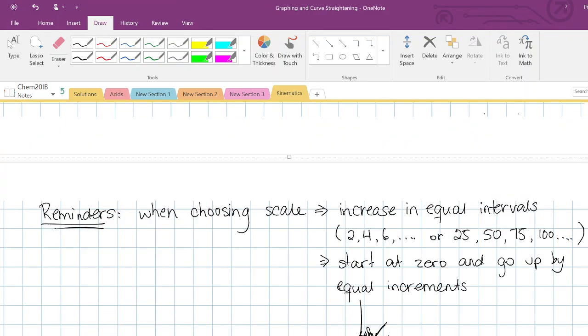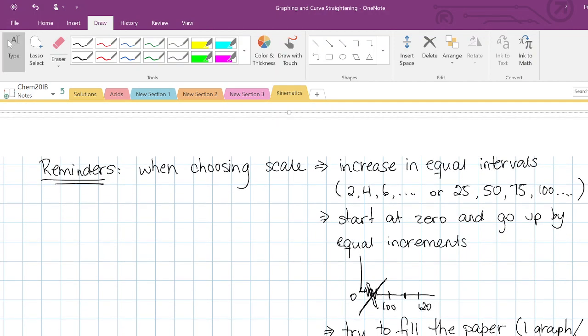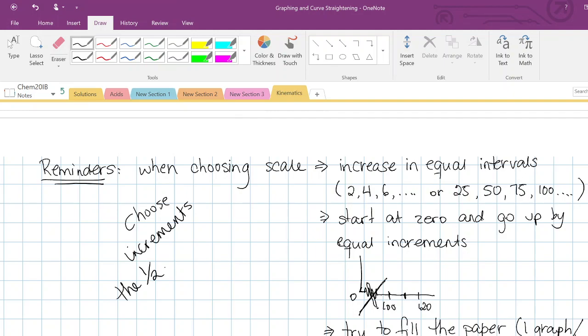A couple of reminders. When choosing a scale, they have to increase in equal intervals, so something like 2, 4, 6, or 25, 50, 75. They have to half nicely. So choose increments that half easily so that you minimize error in plotting.